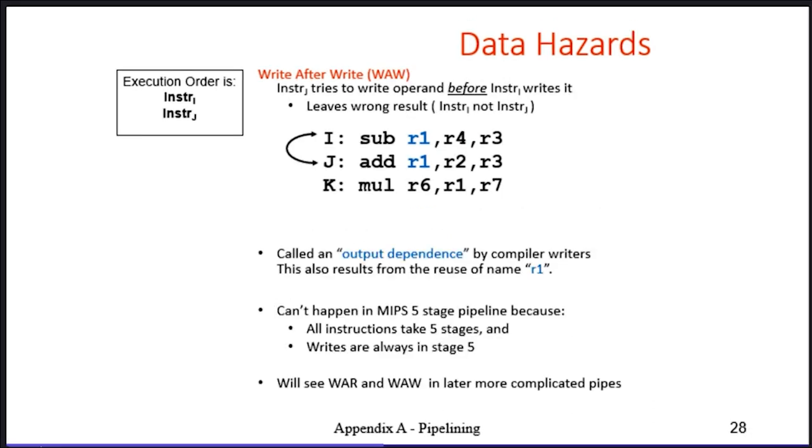Number 3. Write after write. It is also known as output dependency. These hazards occur when the output register of an instruction is used for write after written by a previous instruction.